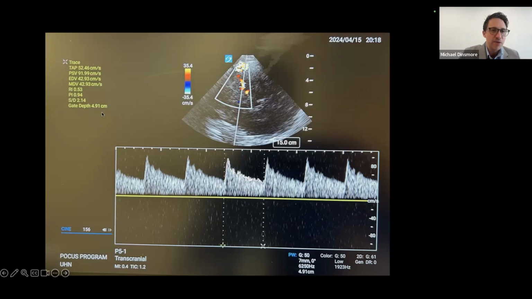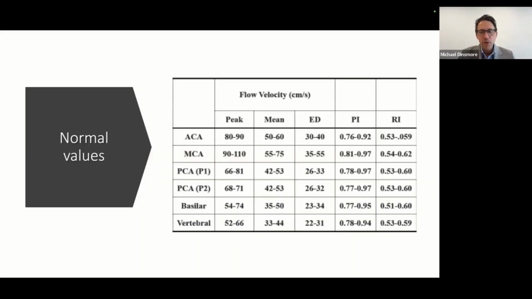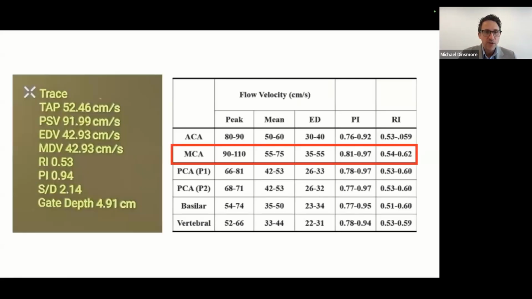We can see the gate depth is around 4 to 5, like I said, depth wise. Okay, so we're pretty sure that we're on the MCA. We can do different parts of the MCA to see if this changes to get a max velocity. But once we have those numbers, we can convince ourselves first it's the MCA. Okay, so these numbers correlate nicely with the averaged MCA.